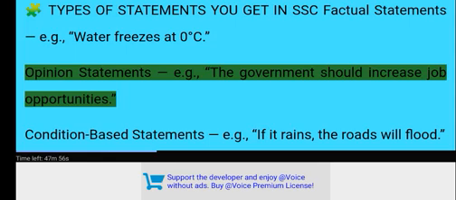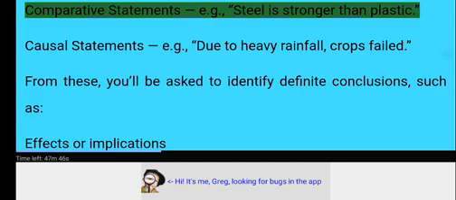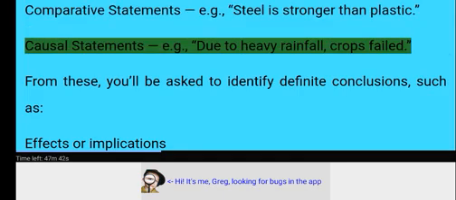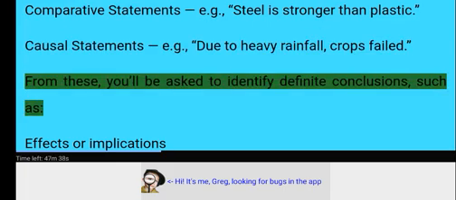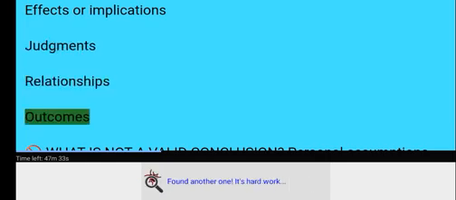Types of statements you get in SSC: factual statements, e.g., water freezes at 0 degrees Celsius. Opinion statements, e.g., the government should increase job opportunities. Condition-based statements, e.g., if it rains, the roads will flood. Comparative statements, e.g., steel is stronger than plastic. Causal statements, e.g., due to heavy rainfall, crops failed. From these, you'll be asked to identify definite conclusions, such as effects or implications, judgments, relationships, outcomes.